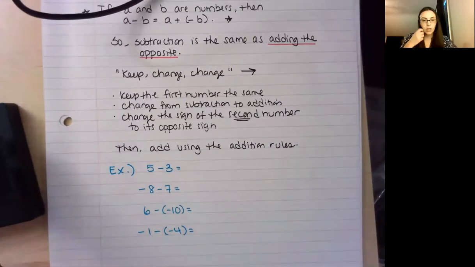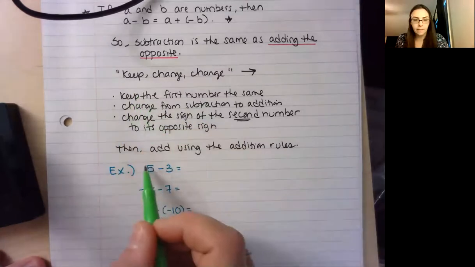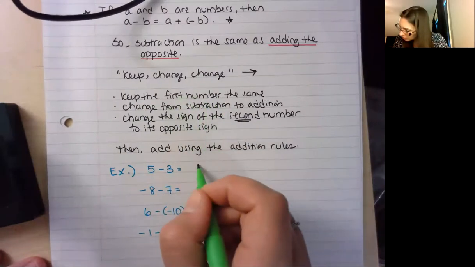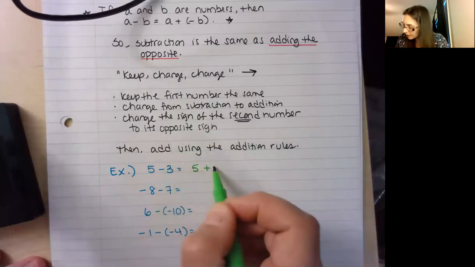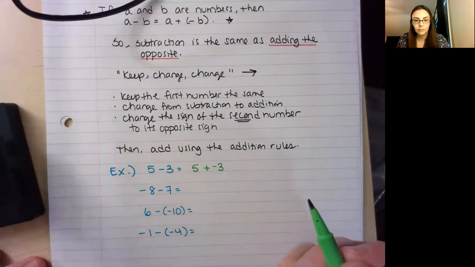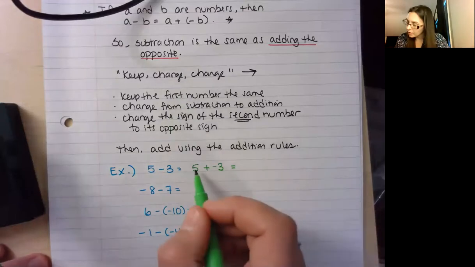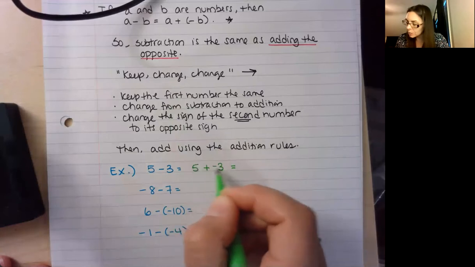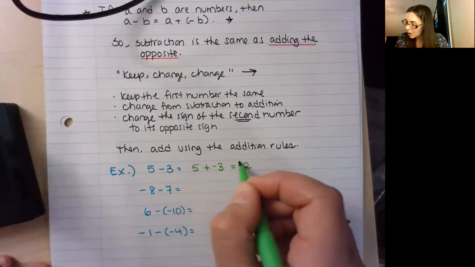All right, so we're going to go ahead and just use this rule. I'm going to do the first example. We're going to keep the first number the same. We're going to change from subtraction to addition. And then we're going to change the sign of the next number. So that positive 3 becomes a negative 3. And then what we can do is we can use our regular adding rules. So here, remember your adding rules. If I have different signs, I end up subtracting the numbers. And I take whatever there's more of. So there's more positive, so I leave it positive.